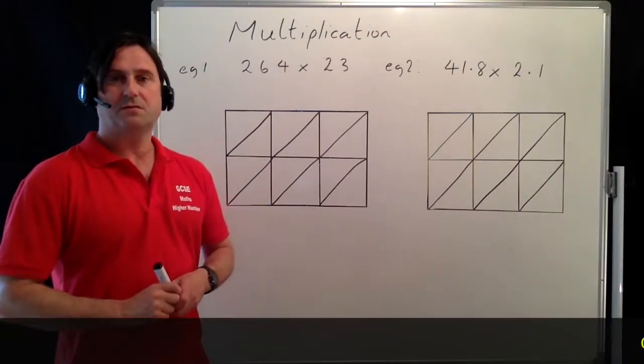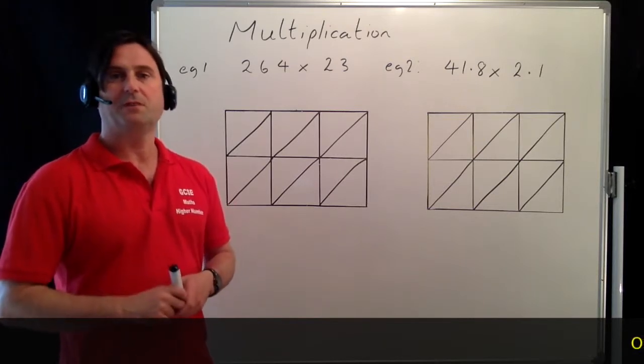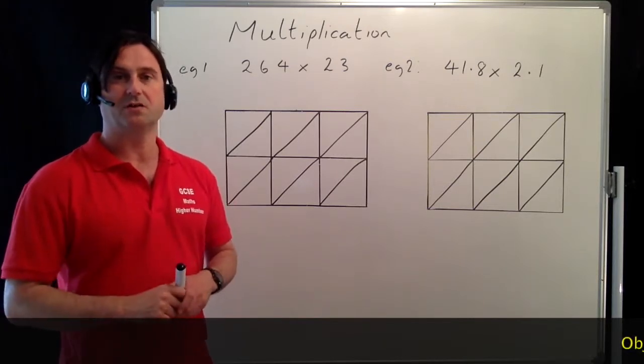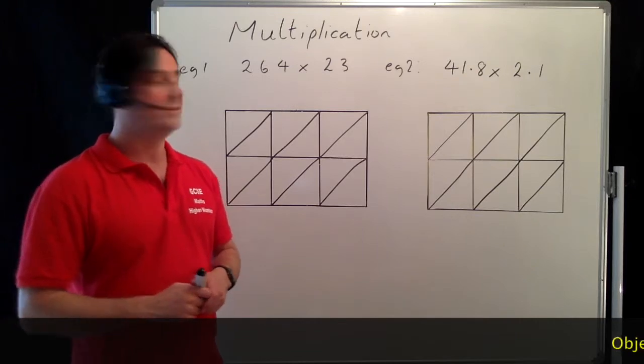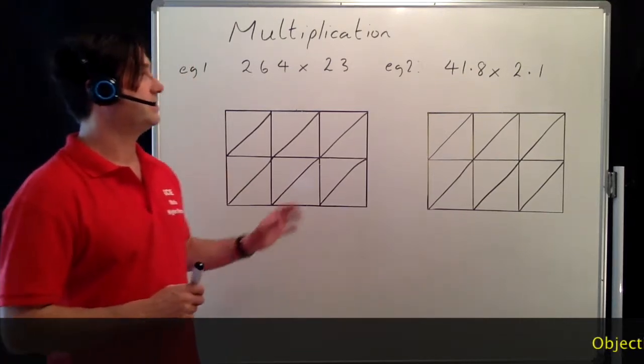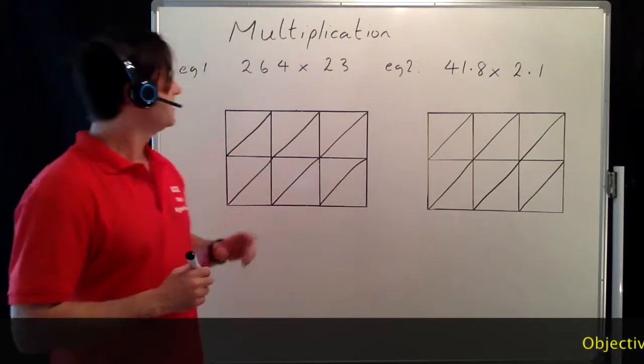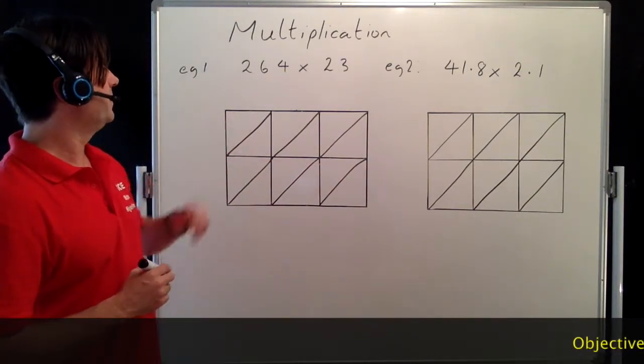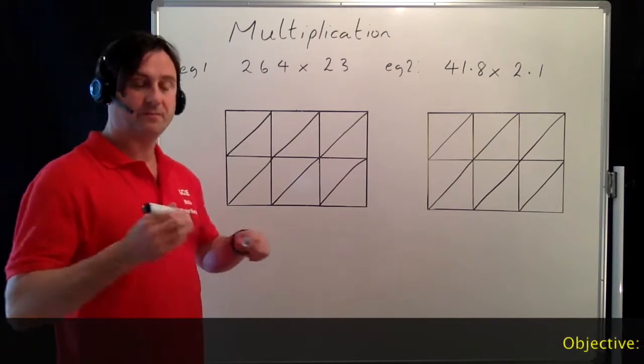Hi, welcome to my tutorial on multiplying large numbers and decimal large numbers. I'm going to use a method which involves this grid, and I love this method. It makes things so much easier, especially when you're doing decimals. So let's have a look at the first example, 264 times 23.